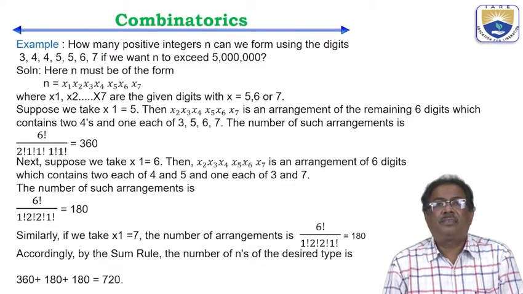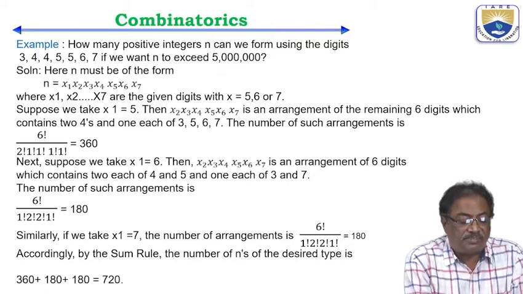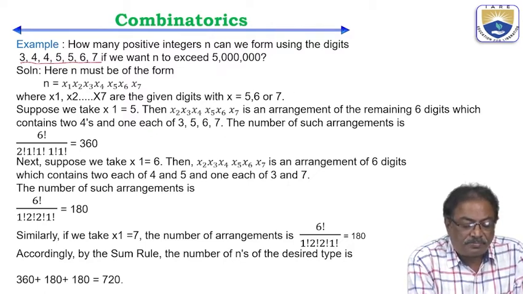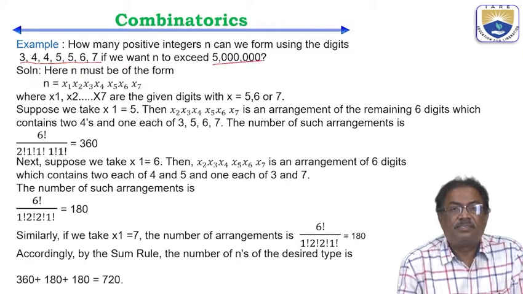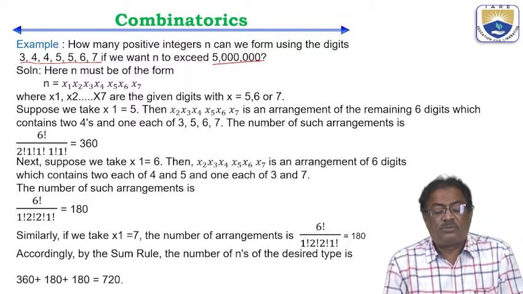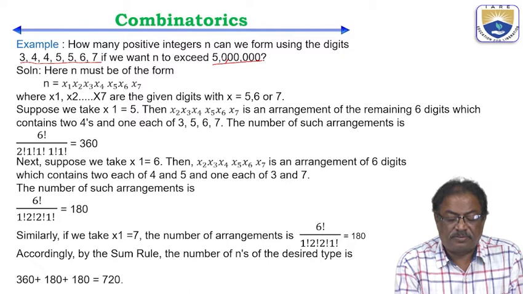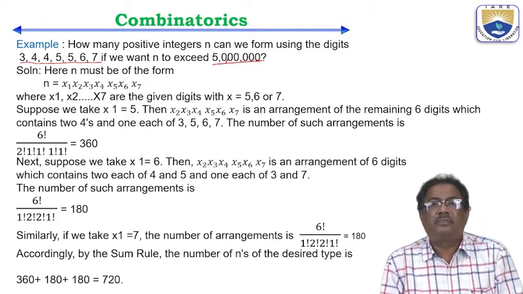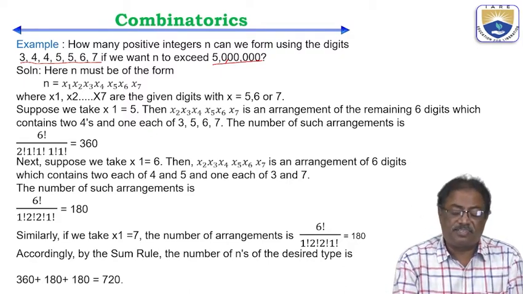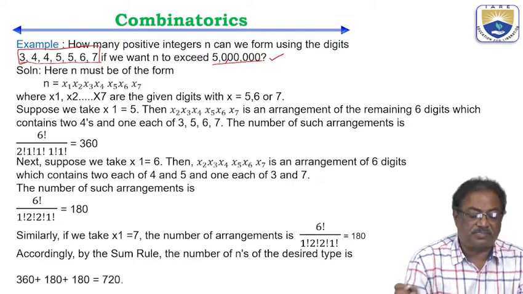And now let us consider the next example. How many positive integers n can be formed using the digits given, and the condition is it should exceed 50 lakhs, or 5 million. So it should exceed this number. By using these numbers, we have to construct.